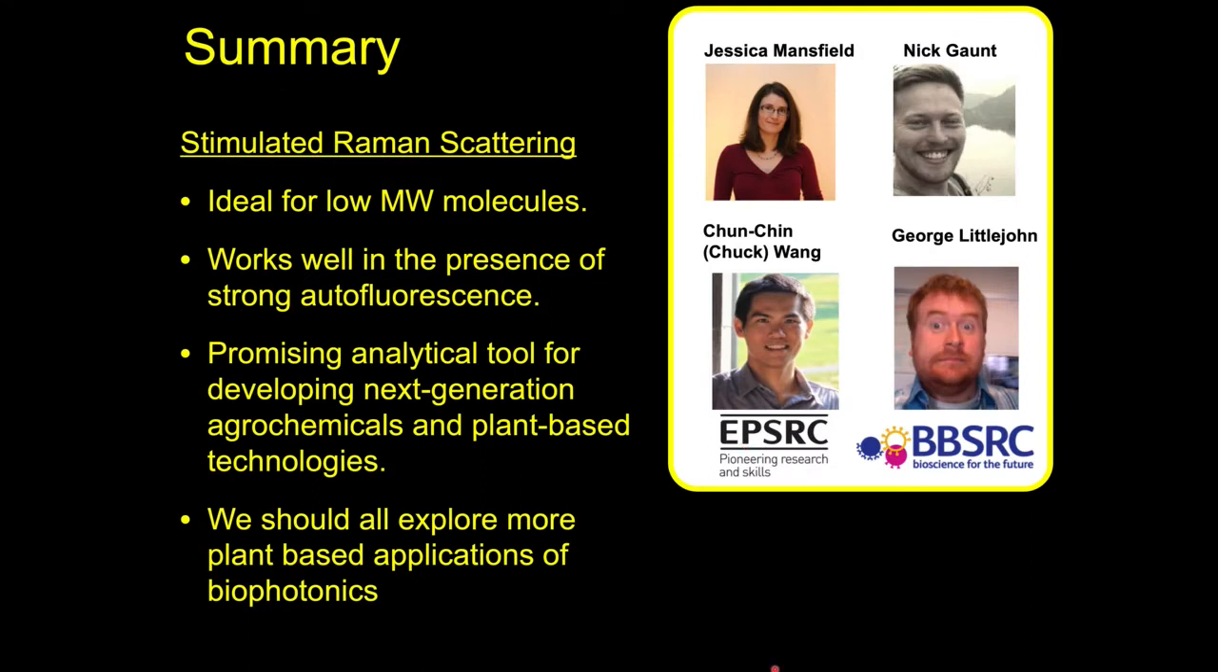Okay, so to summarize, stimulated Raman scattering is ideal for visualizing the distribution of low molecular weight biomolecules in biological samples. By using the property of stimulated Raman gain versus stimulated Raman loss, we can use phase sensitive detection to detect the chemical signature in the presence of not only strong autofluorescence but also substances that produce strong excited state absorption signals. And from some of the work that we've done so far, I think it's starting to look like it could be a very promising tool for development of the next generation of agrochemicals and plant-based technologies.